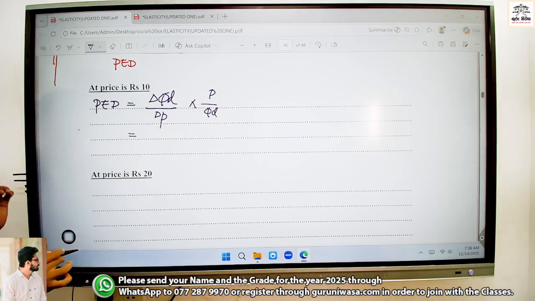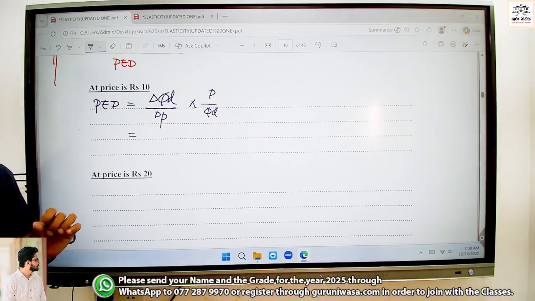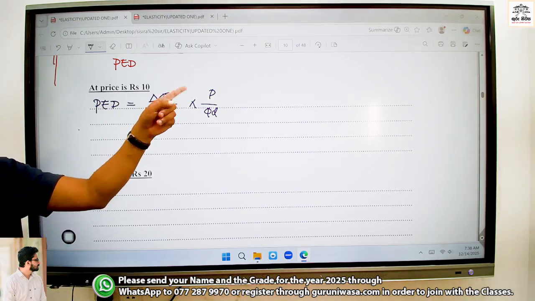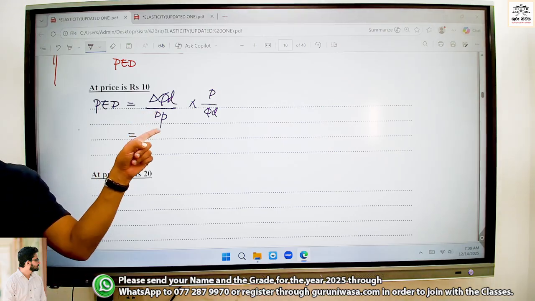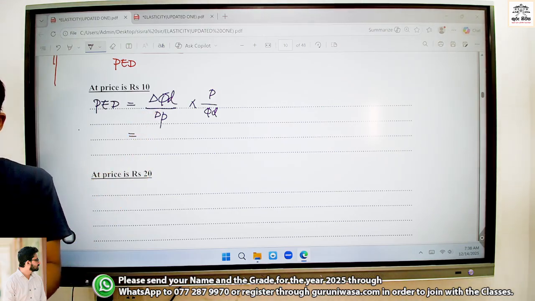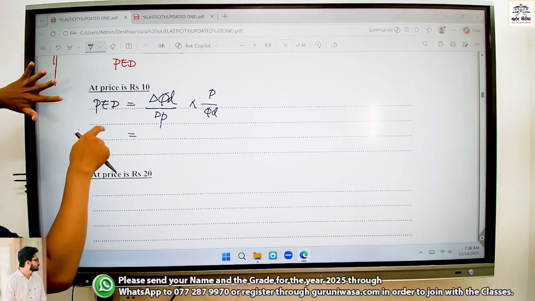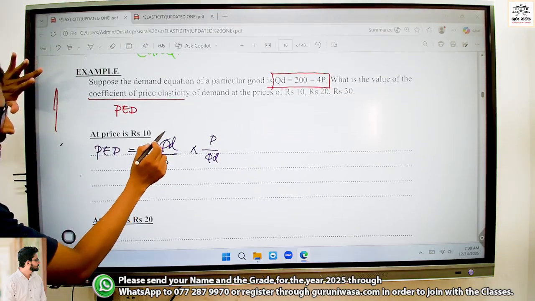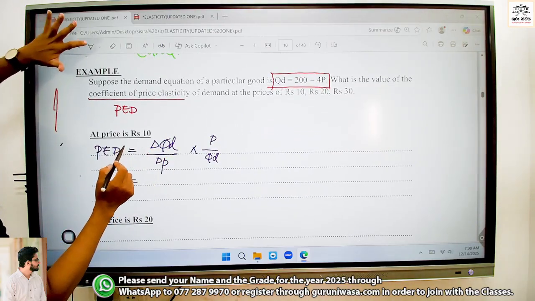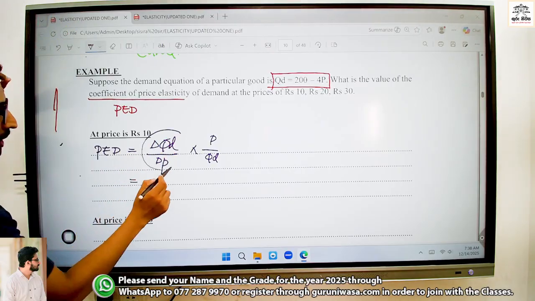Delta QD over delta P into P over QD. Look at the board. You are not given delta QD and delta P separately. But you have the demand equation. What is this part? Slope. This is the slope of the demand curve.